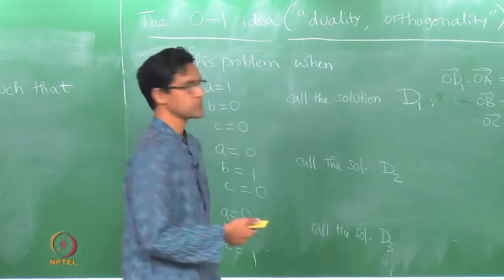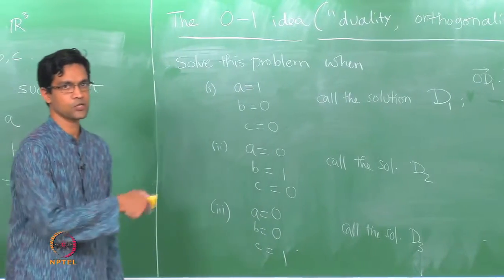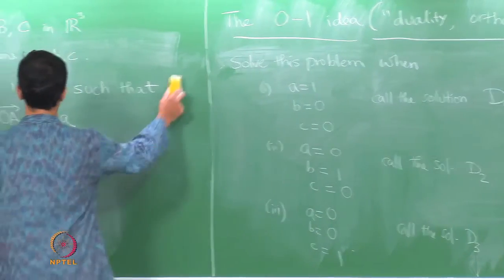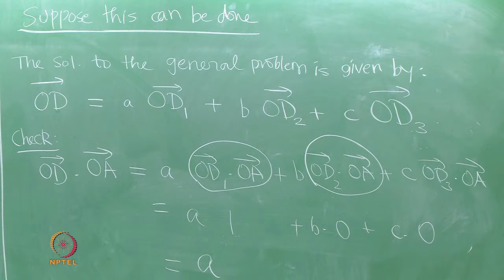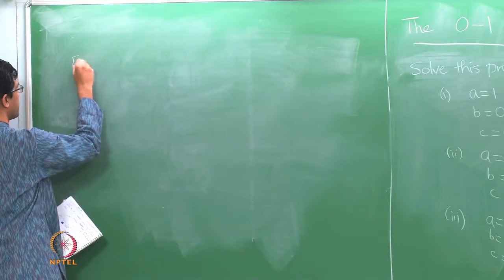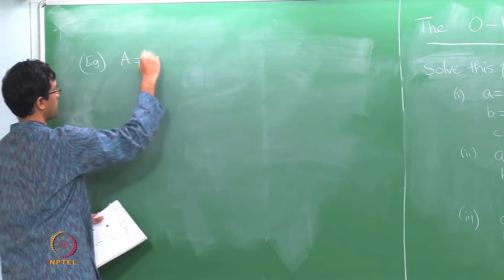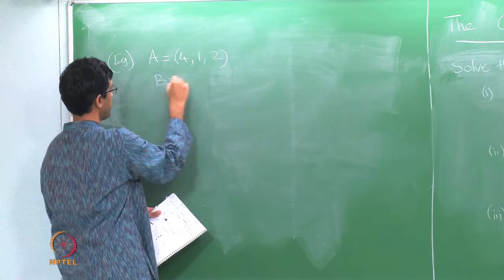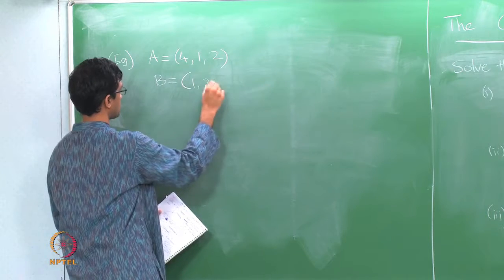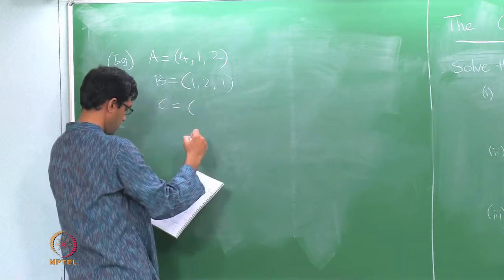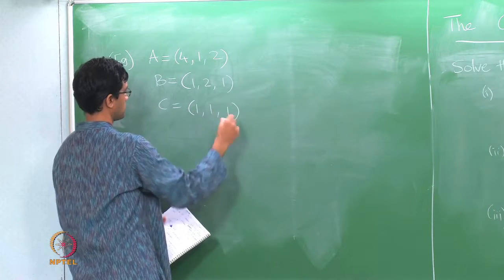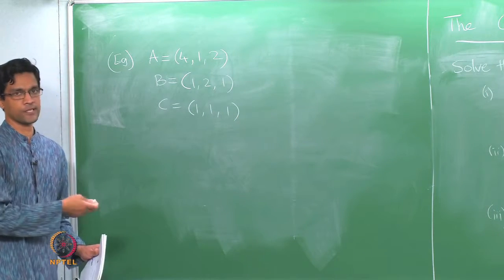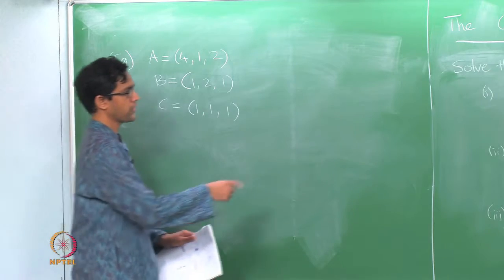Now, here is another instance where a similar thing happens. It is actually easier to solve these problems. Let us just do it by example, since I am really only trying to demonstrate the broad idea. Here is my example. I need 3 points. I will take A which is 4, 1, 2, a point B which is 1, 2, 1, and a point C which is 1, 1, 1.